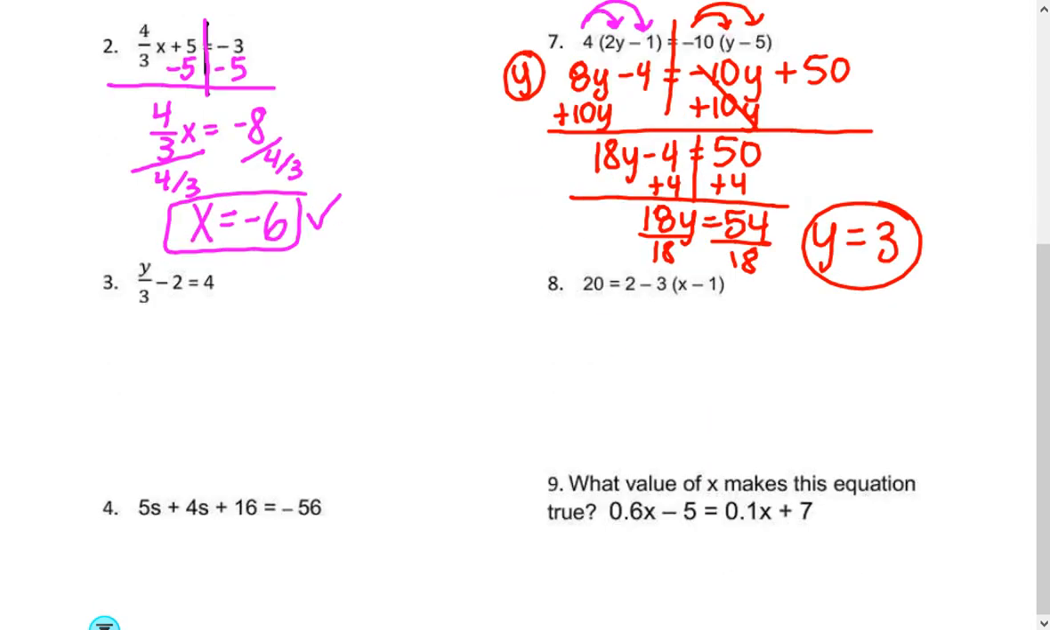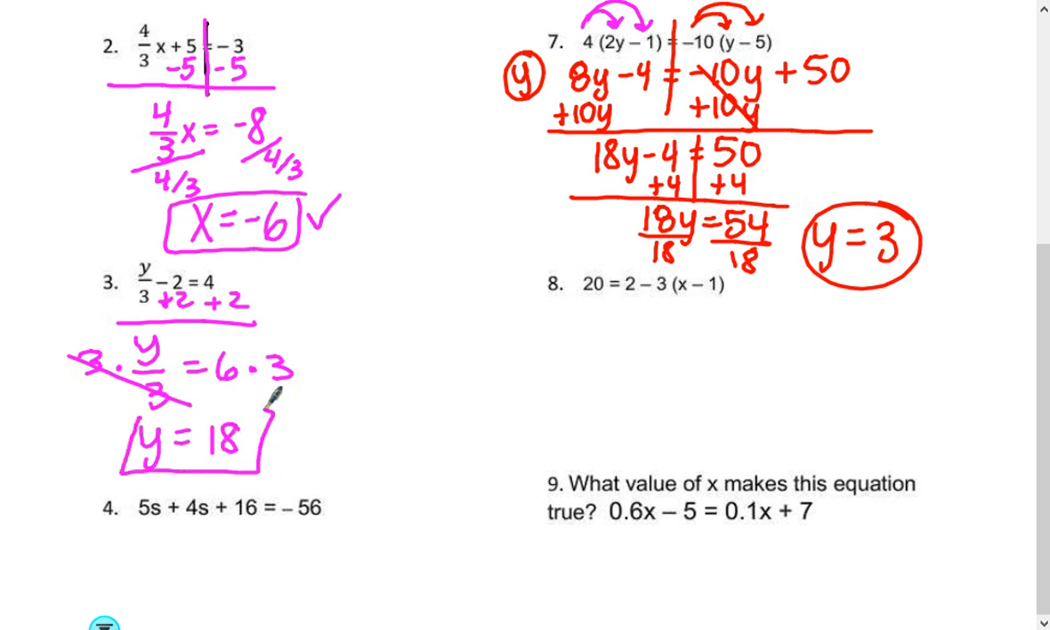Alright, if you have a quick question on number 3, I'll just talk about it real quick. Get rid of that 2. Now y divided by 3, the opposite of dividing by 3 would be to multiply by 3. And that's where we get y equals 18. Oops, I wasn't supposed to do that one, but it was real fast.